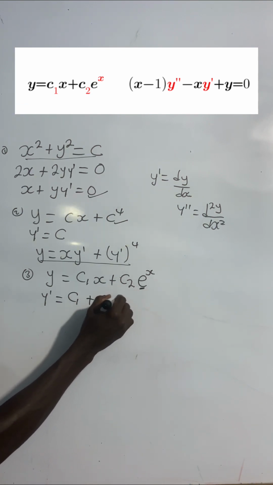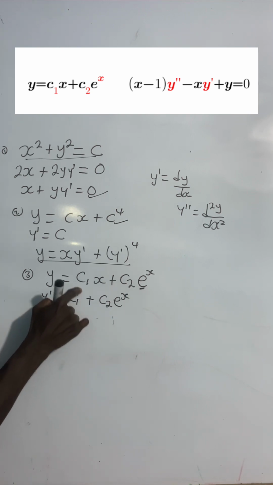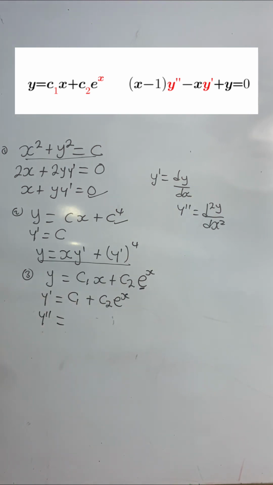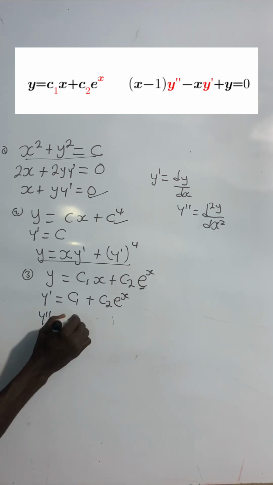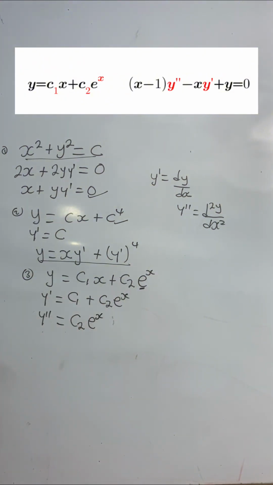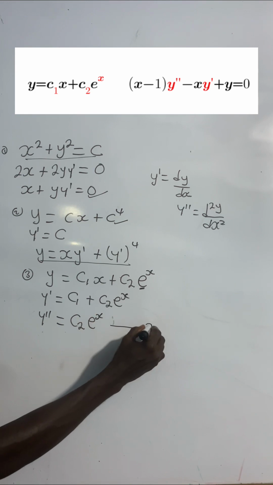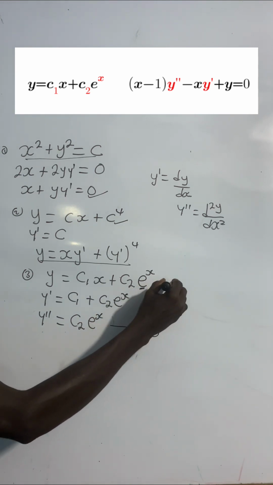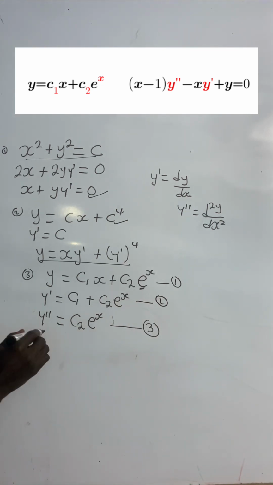Here we will take the second derivative since we have two arbitrary constants. So y double prime equals, if we differentiate c1 with respect to x, we get 0. If we differentiate c2 e to the power x, we get c2 e to the power x. So now we have 3 equations to solve simultaneously, and our aim is to get (x minus 1) y double prime minus x y prime plus y equals 0.